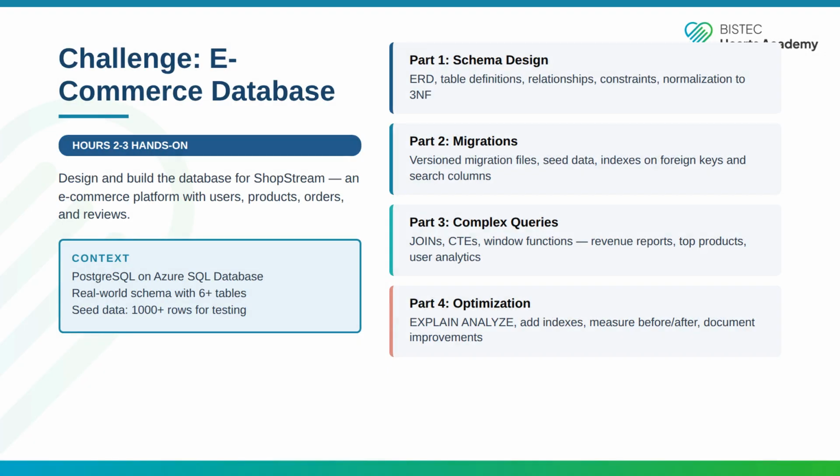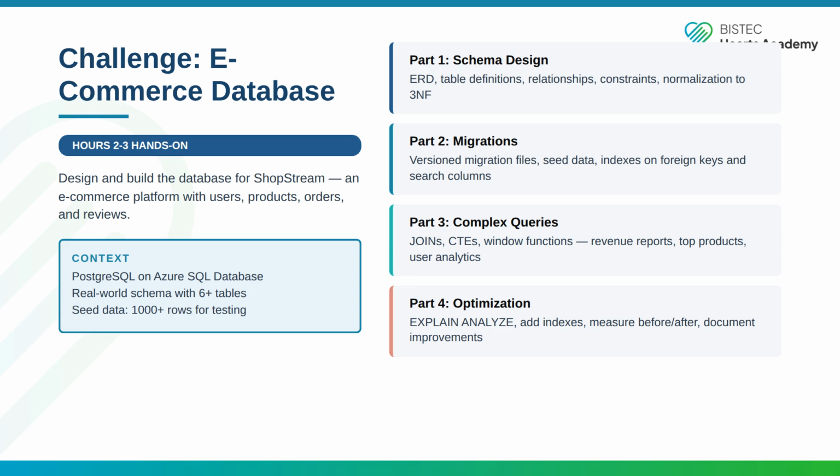Now for the main challenge. We're going to design and build a database for ShopStream, an e-commerce platform. The database needs to support users, products, categories, orders, order items, and reviews. That's at least 6 tables with a mix of one-to-many and many-to-many relationships. We'll be working with PostgreSQL. In production, this will be running on Azure Database for PostgreSQL or Azure SQL Database. For today, our local instance works fine.